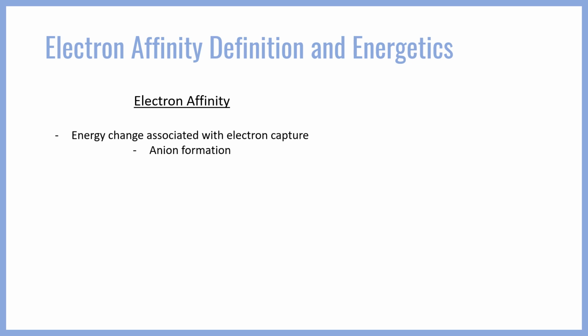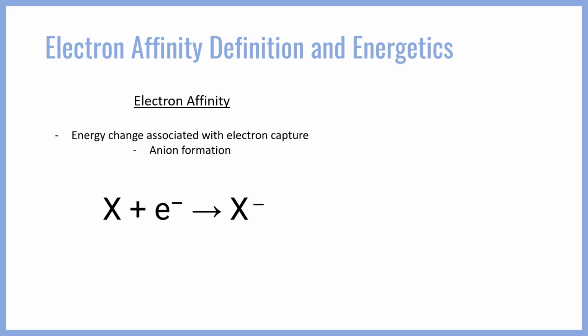Electron affinity can be expressed as a chemical equation of X plus an electron gives X minus, the anion, which is the converse of the definition of ionization energy, which is an element losing an electron. A unique fact about electron affinity is that it is almost always going to be negative, which means that electron capture is almost always favorable energetically.